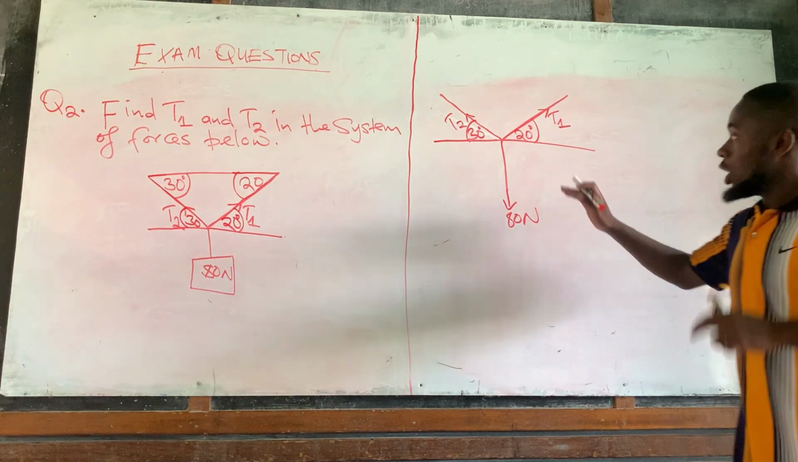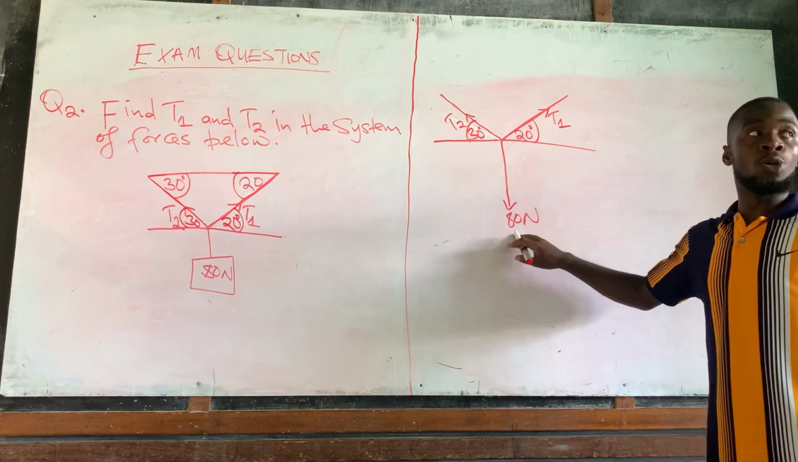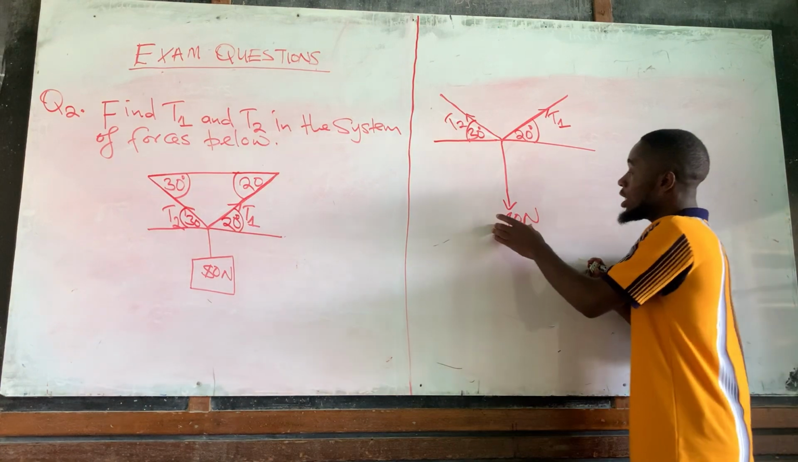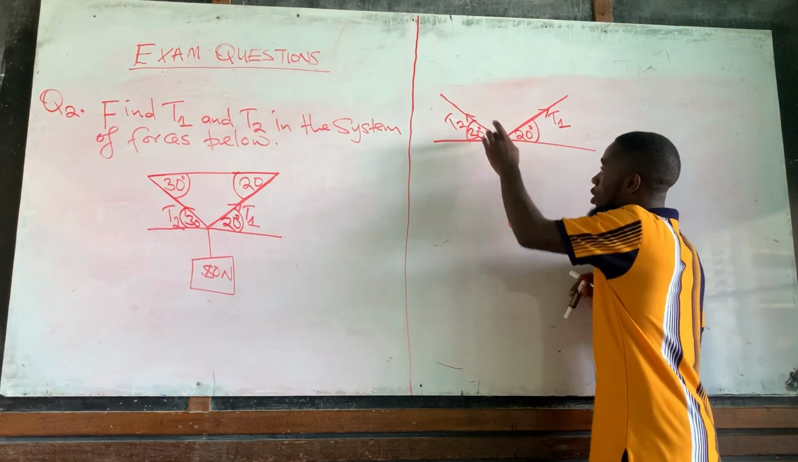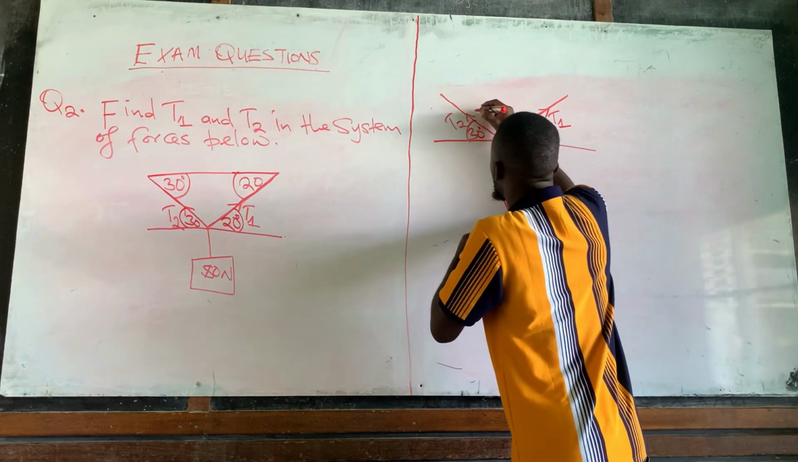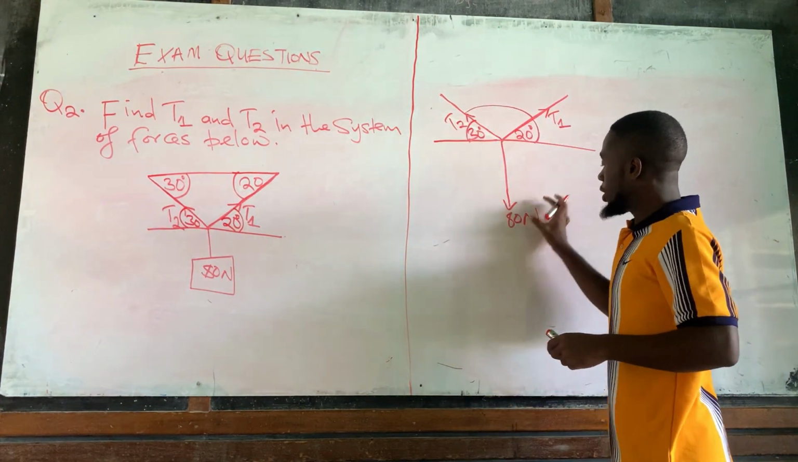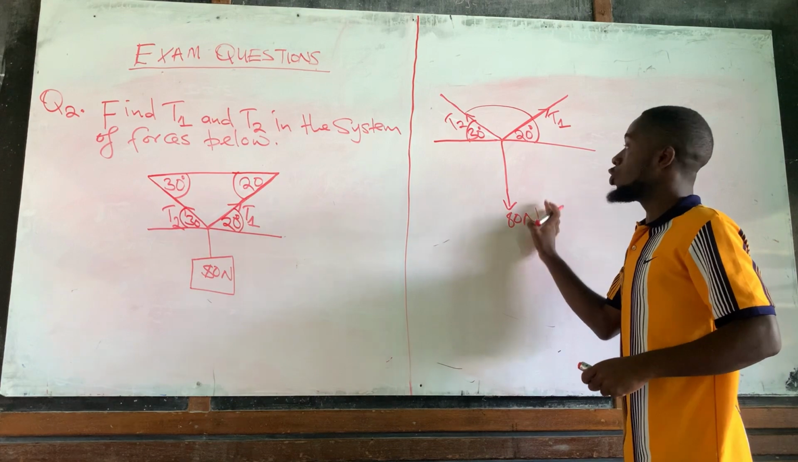So what you do next here, you find the angle opposite to the 80 newton there. So which angle or which side is opposite to the 80 newton? So that's like this 80 newton, the opposite angle is this angle between, from here to here. This is the angle opposite to this 80 newton. So we need to find this angle.